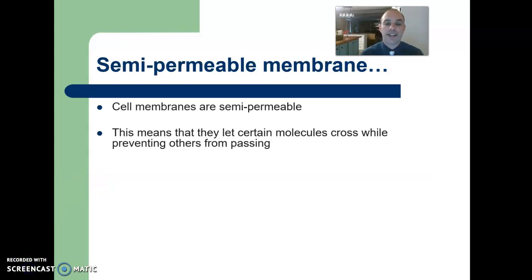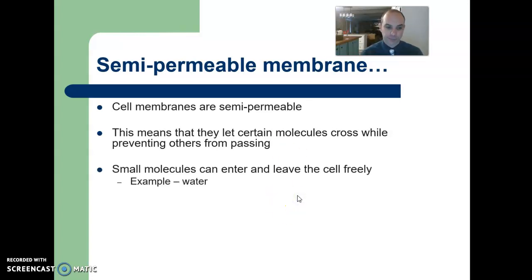Okay, cell membranes are something called semi-permeable. See that word right there? Semi-permeable means some stuff passes through. Some stuff, permeable, passing through. Not everything, okay? But some stuff can go right through the membrane into the cell. This means they let certain molecules cross while preventing others from passing.